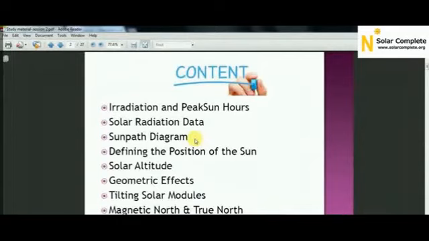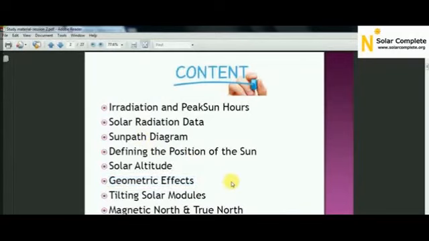Basically this concept is used precisely in the installation of solar panels while designing the solar power plant, and we will see it in detail. Fourth, defining the position of the sun, then the solar altitude and geometrical effects are topics connected with the sun path diagram only. We are going to see them in detail.